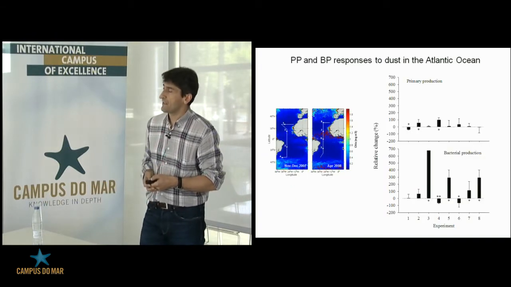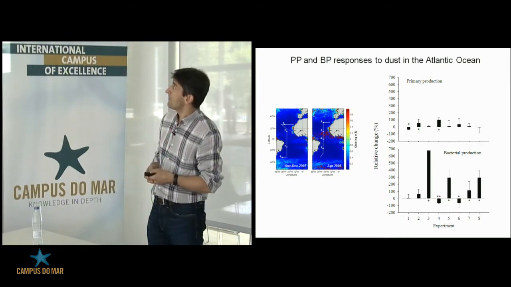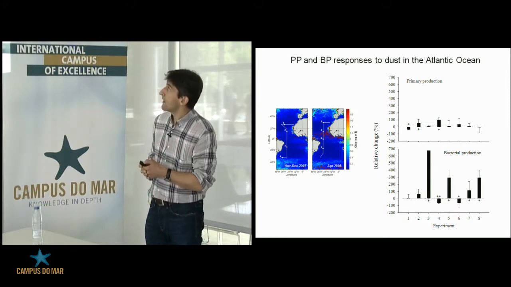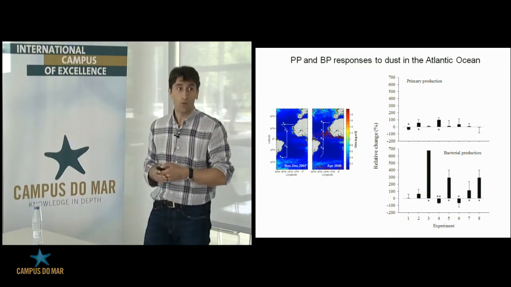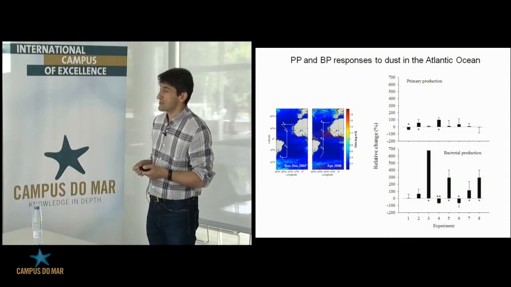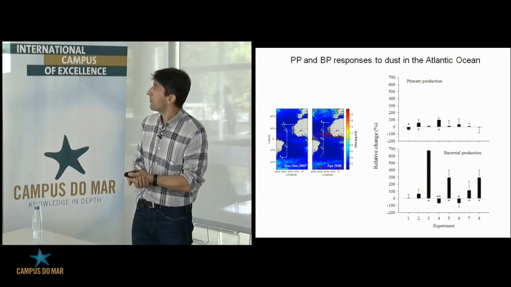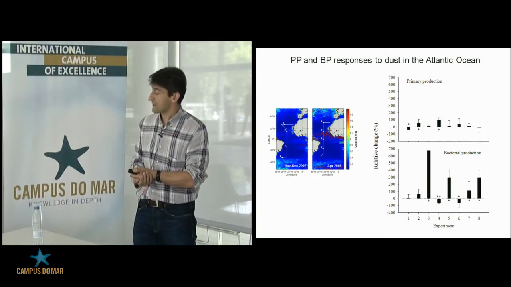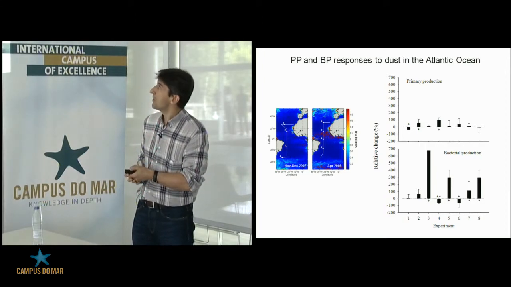And this is what we did, coming back to these experiments in the Atlantic. We measured both primary production and bacterial production, and it's a bit of a mess, really. In some experiments there was a stimulation of primary production, in some others there wasn't. And with bacterial production the same thing happened. Sometimes you had a response, sometimes you didn't, and sometimes even the response was significantly negative. So it was not easy really to understand what was going on.